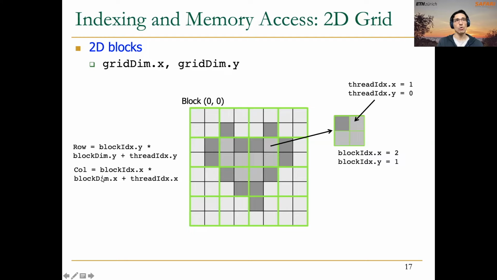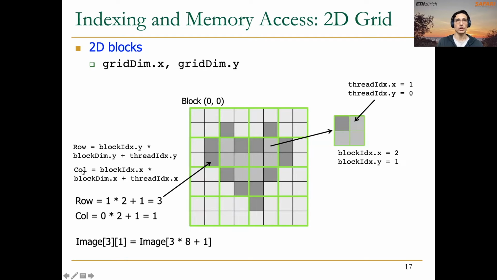And similarly, we calculate it for the column. Here you can see one example. For example, this pixel here is exactly in row 3 and in column 1. The way we calculate row 3 is by multiplying the block index y, which is 1 in this case, times the dimension of this block in the vertical direction, which is 2, plus 1, that is the index in the vertical dimension of the thread inside the thread block. So this way we can access this pixel 3,1 by using the row 3 and the column 1.